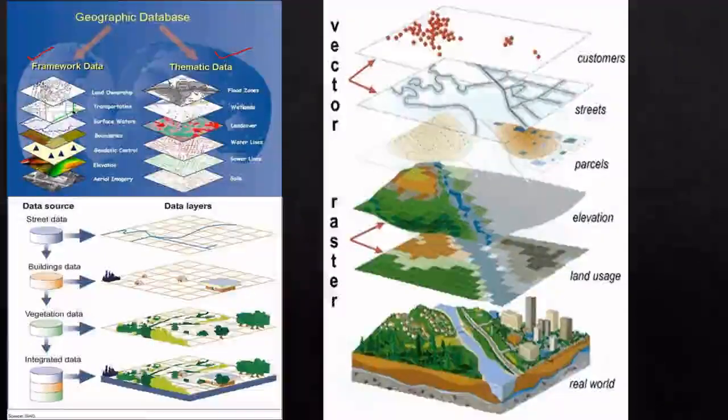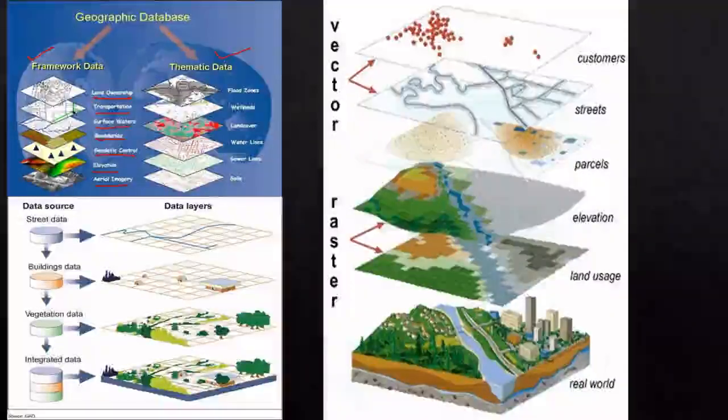So you can see here the different layers of framework data. It includes land ownership, transportation details, the surface waters, boundaries, the geodetic controls, elevation and aerial imagery. Okay, in general this framework data consists of the boundaries, boundary information.